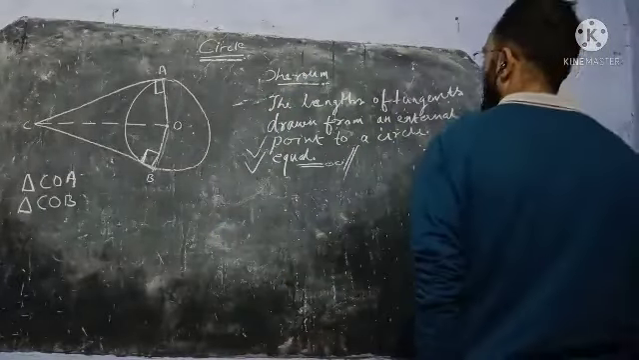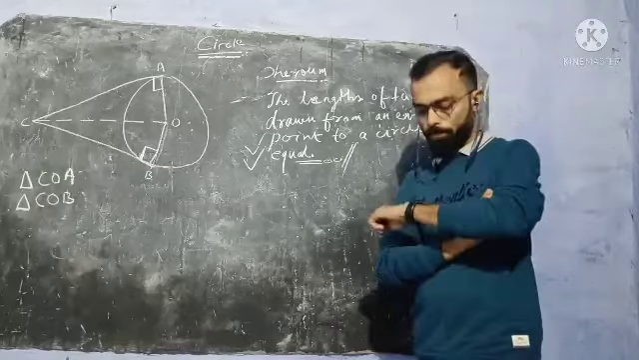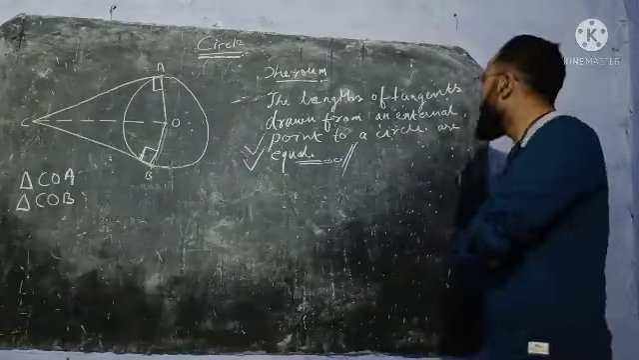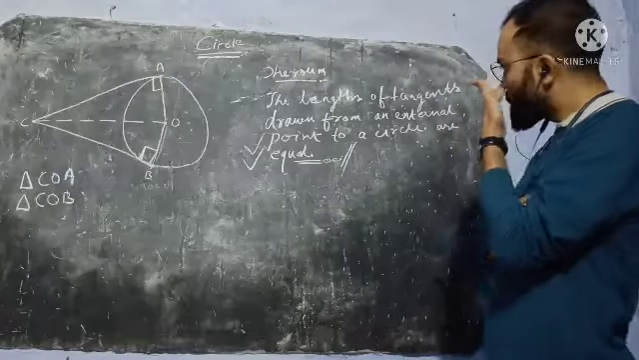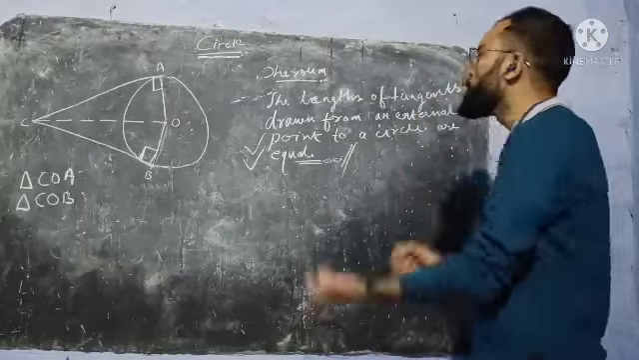My name is Abdur, and today we'll look at a theorem of circle. This theorem says that the length of tangents drawn from an external point to a circle are equal. Now we will look at how this can be derived or proved.